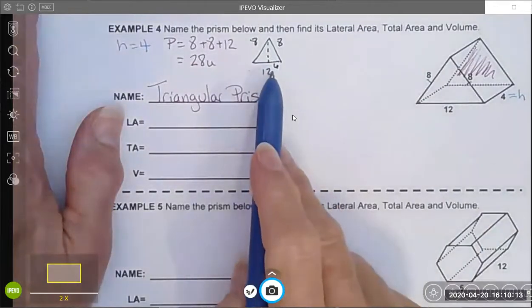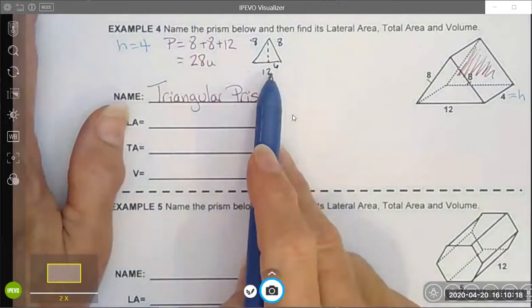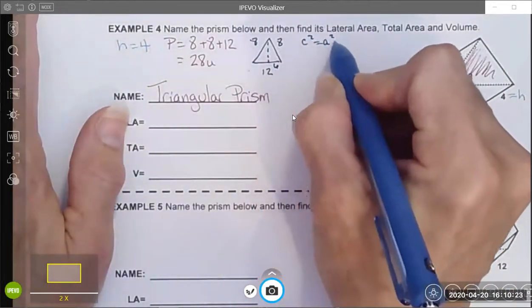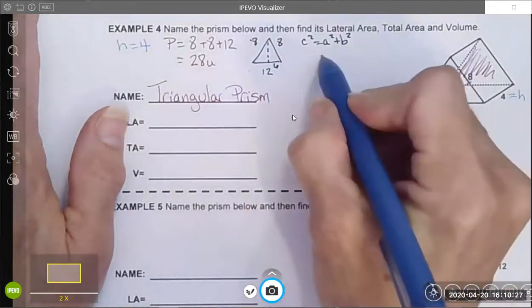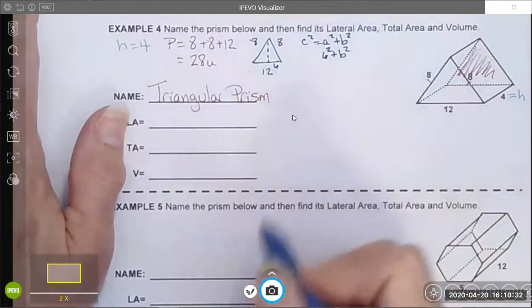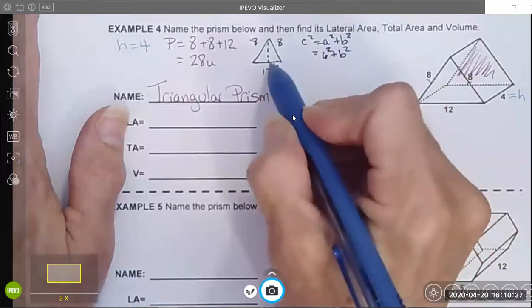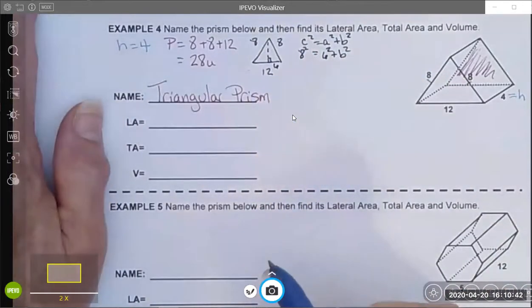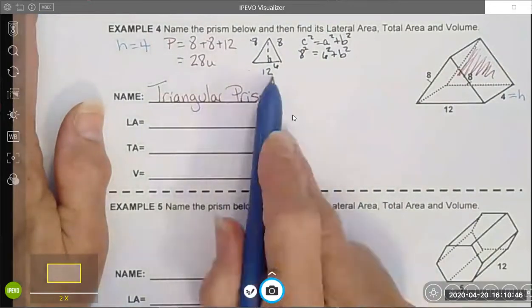From here, I can calculate the height of my triangular base by using the Pythagorean theorem. If you remember, that would be c squared equals a squared plus b squared. I like writing formulas, you know me. One of my sides is 6. I do not know the height of my triangle base, but I do know that the hypotenuse of this particular triangle is 8. So I'm going to square that.